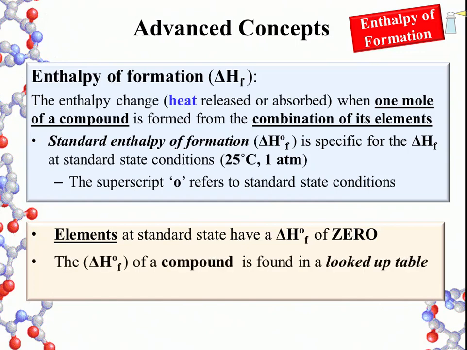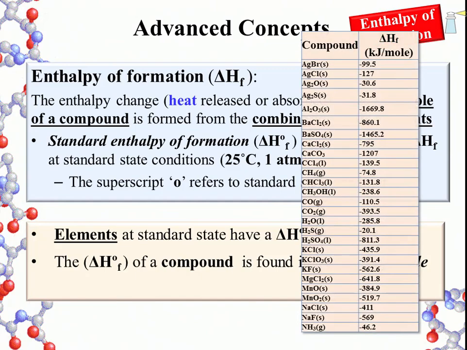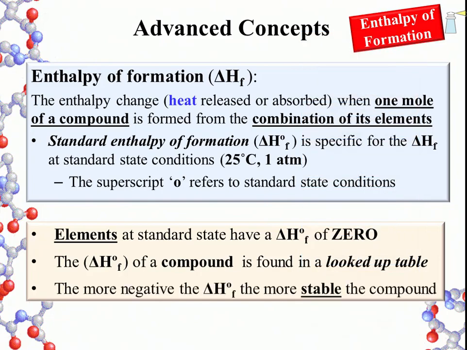Conveniently, the standard enthalpy of formation of a compound is found in a lookup table. These are not things derived from mathematical formulas. They have been measured in a lab. Most textbooks have tables in the appendix section of the book. Just so that we know, the more negative the standard enthalpy of formation, the more stable the compound is.